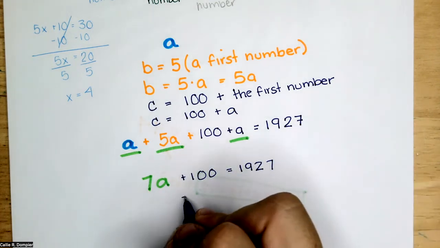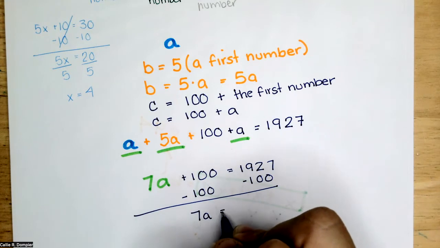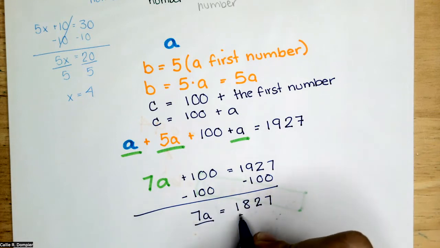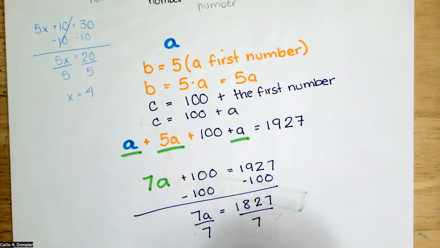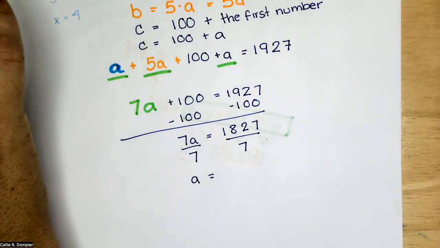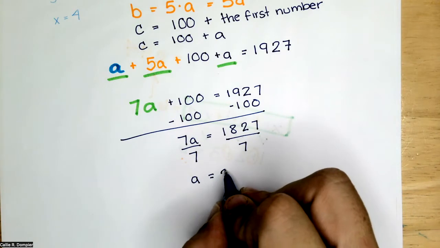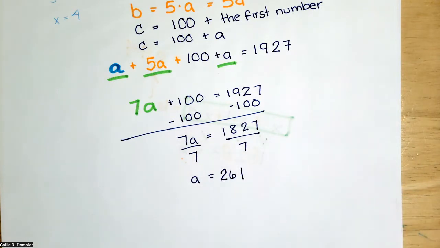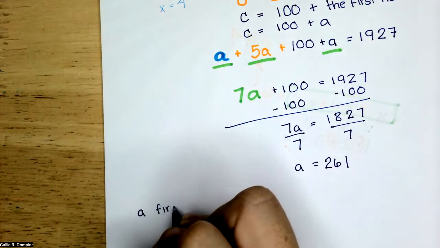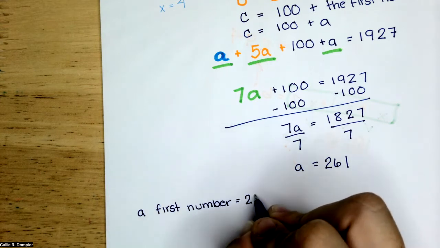7A plus 100 equals 1927. Subtract 100. We get 7A equals 1,827. Divide both sides by 7. And we get A equals 1827 divided by 7, 261. A first number is 261.